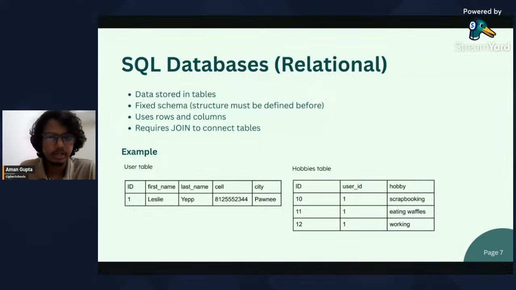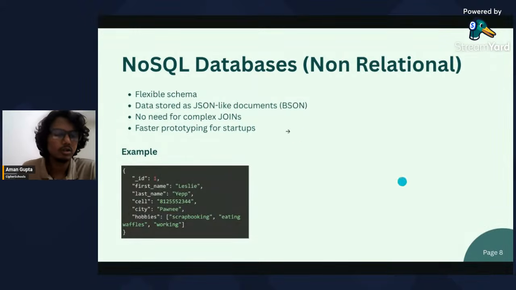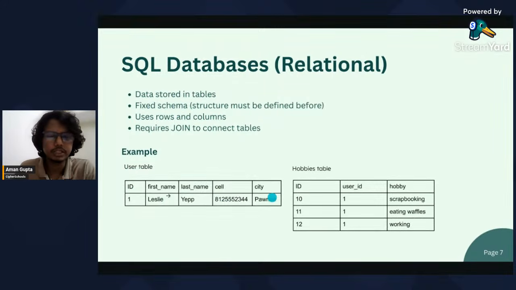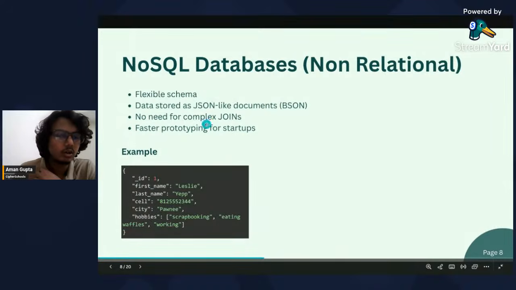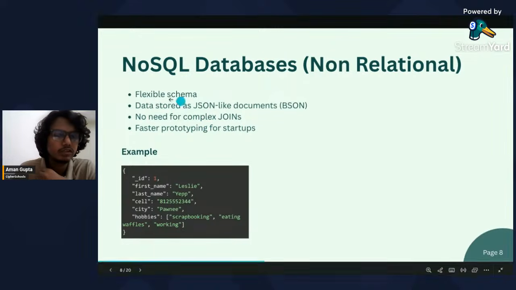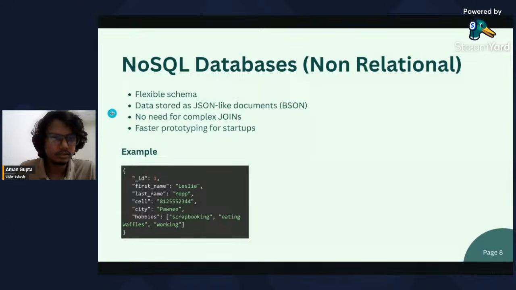All right. Moving ahead, let's understand what is non-sequential database or NoSQL database. Non-sequential database is the opposite of sequential database. There, we store the data in a table format, where everything is very rigid. In a non-sequential database, we store it in the form of documents. If you see here, it has a flexible schema. Data is stored in a JSON-like format.